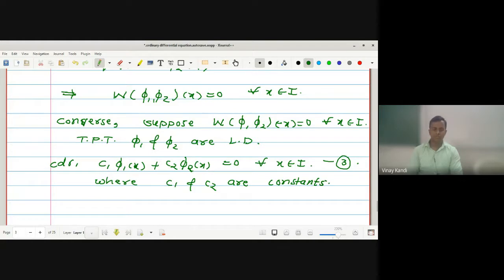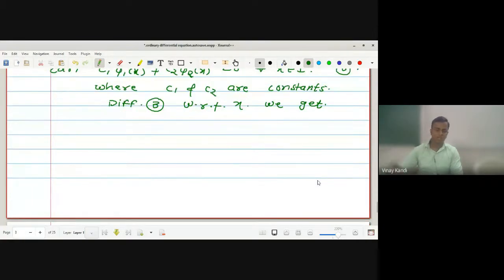Now differentiate 3 with respect to x. With respect to x, we get C1 phi1 dash of x plus C2 phi2 dash of x is equal to 0. Give it as equation number 4.